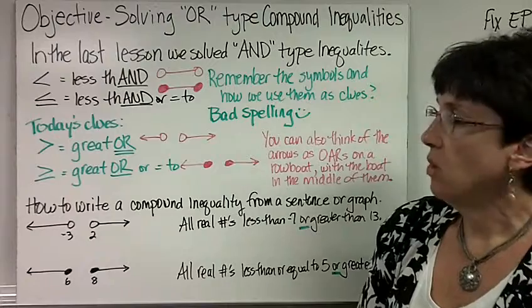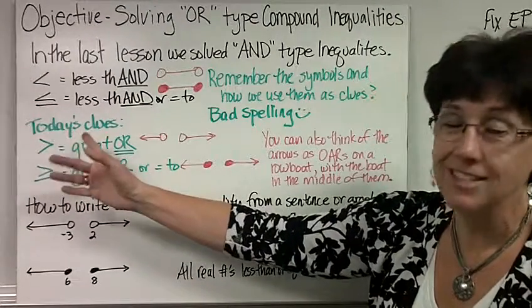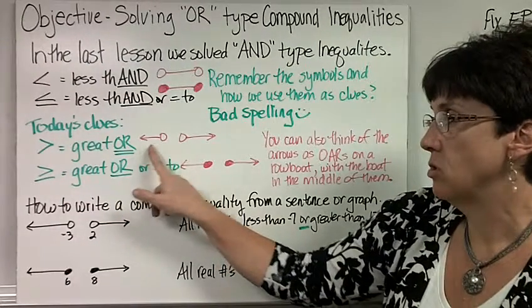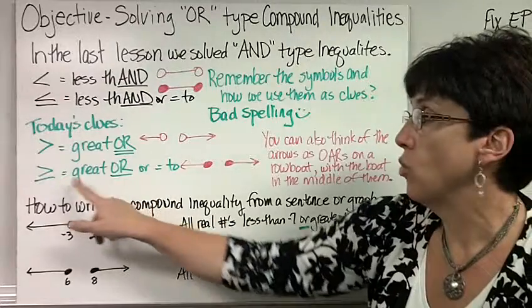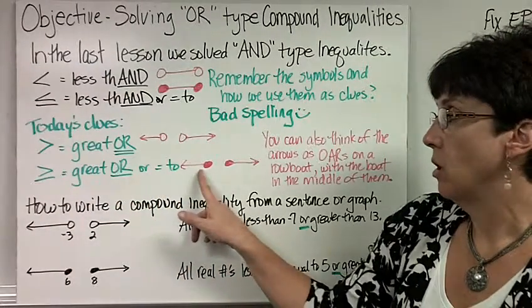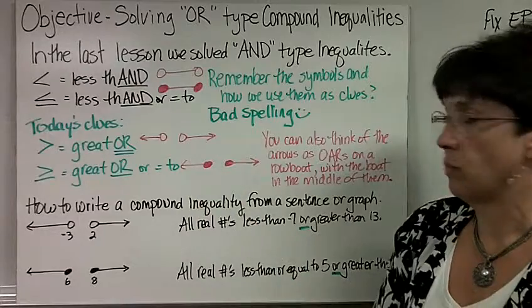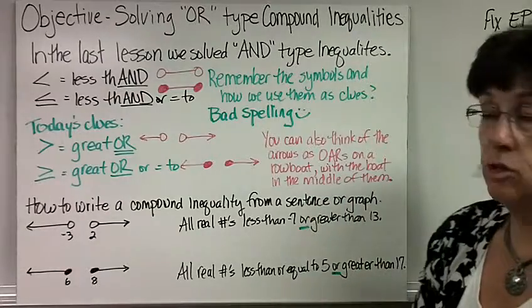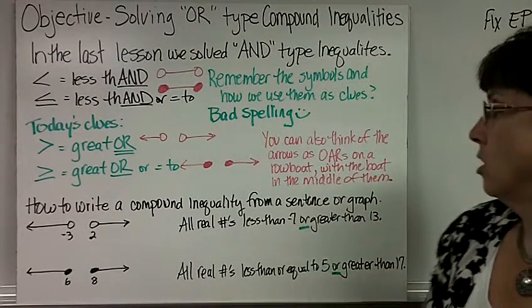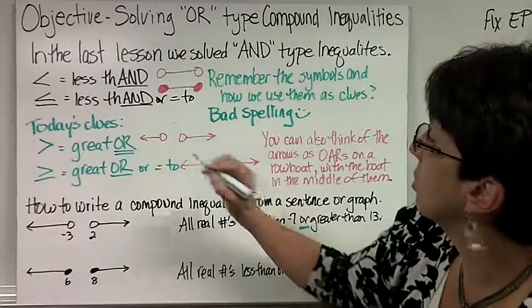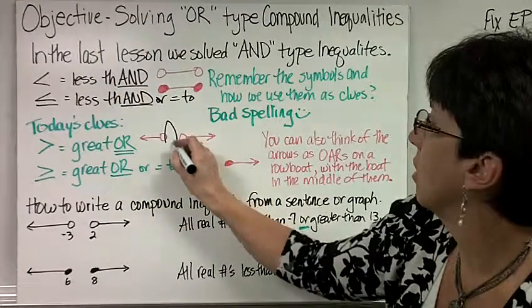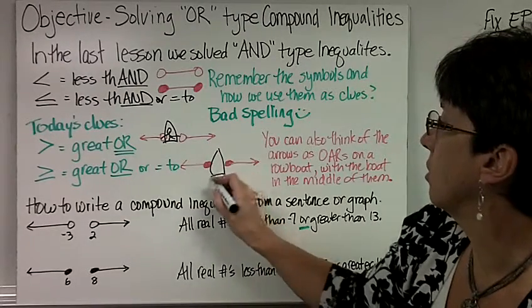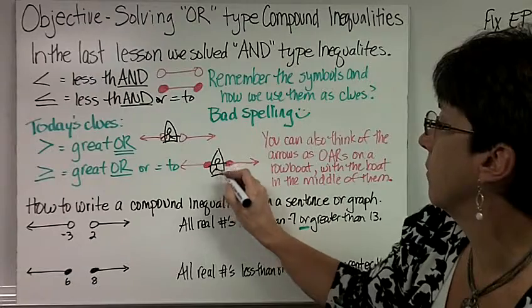Today's clues, it says the word or in the middle of it, but greater, okay? And that would be an open circle going one way or the other way. Greater or equal to, we have a closed circle going either way. And you can also think of the arrows as oars, another spelling for or, on a rowboat with the boat in the middle. So your boat could be here, and you could be rowing the boat.